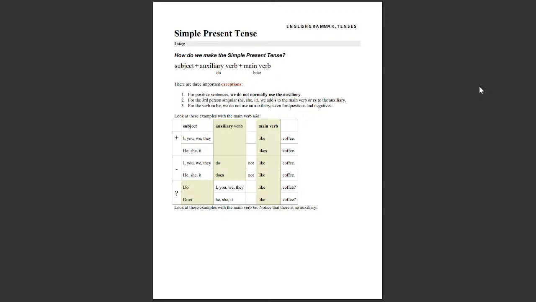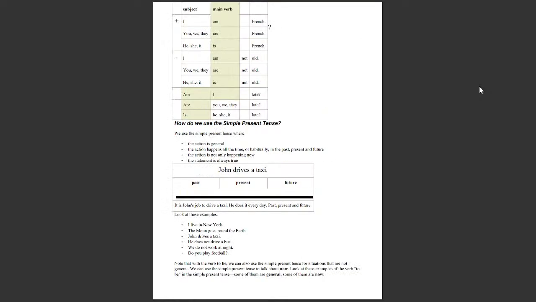Look at these examples with the main verb. Notice that there is no auxiliary. So this is about the simple present tense. And here observe the subject: I am French, you are French, we are French, they are French. He is French, she is French, it is French.